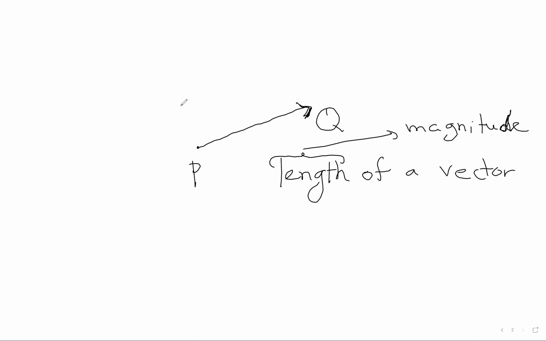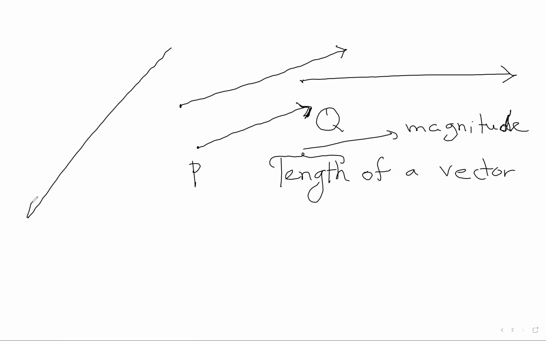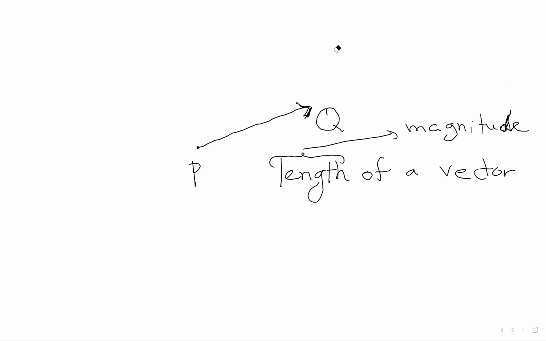Like, for example, this vector that I draw here, or this vector that I draw here, both of them are larger than the vector PQ. Obviously, they have bigger length. Or this vector, this also has a bigger length than PQ. So one thing about vectors is the length, how long the vector is. That's an important thing.